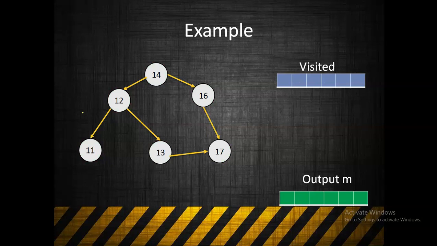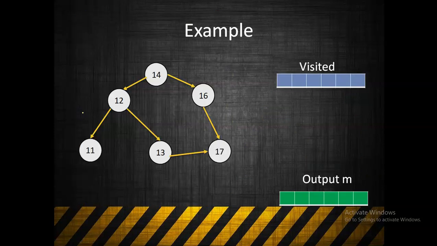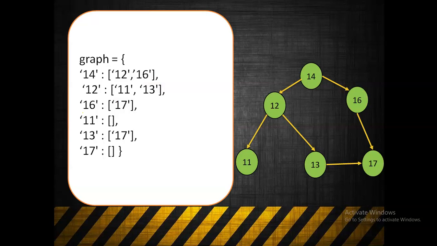So let us start from the example. Initially it starts from the node 14. So this is a graph, which will be implemented in Python as a dictionary of lists. 14 is the root, then its children are 12 and 16. 12 as a root has 11 and 13 as its children. 16 as a root has 17 as its child.